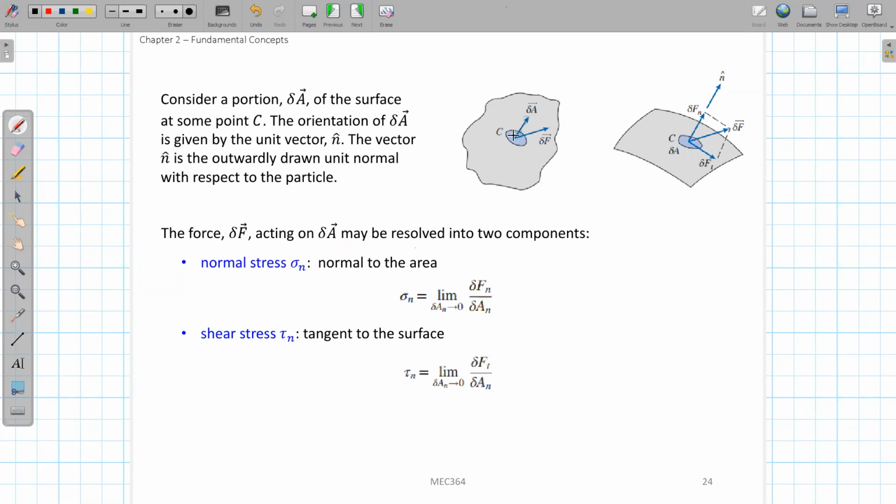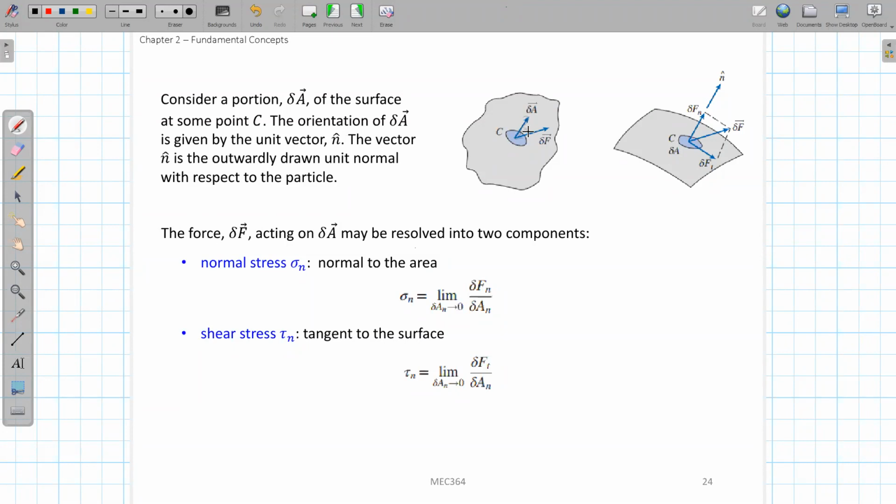We also have a force acting on it. This force is called delta F, and it's also a vector because it has both magnitude and direction. This F is the surface force working on this small surface delta A. The direction of the force and the direction of this area may not be the same. They may have an angle between them.